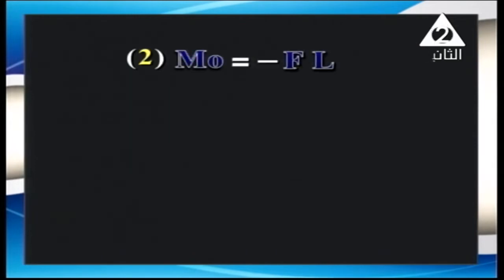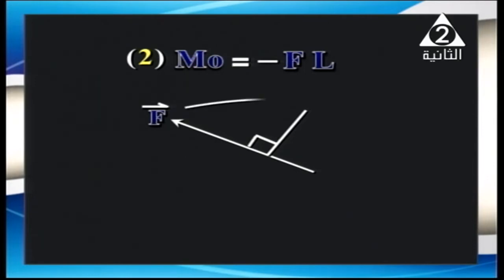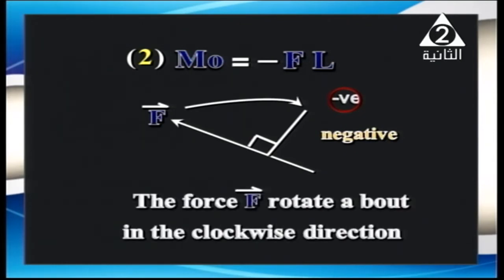Number 2: the algebraic moment about O equals negative FL. Look at, my dear student, the force acts on the body with clockwise is negative measure. The force F rotates about O in the clockwise direction, it is a negative moment.